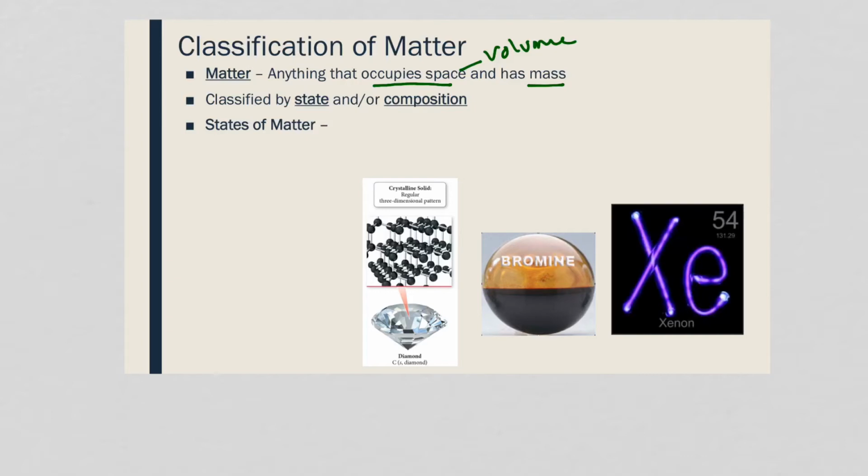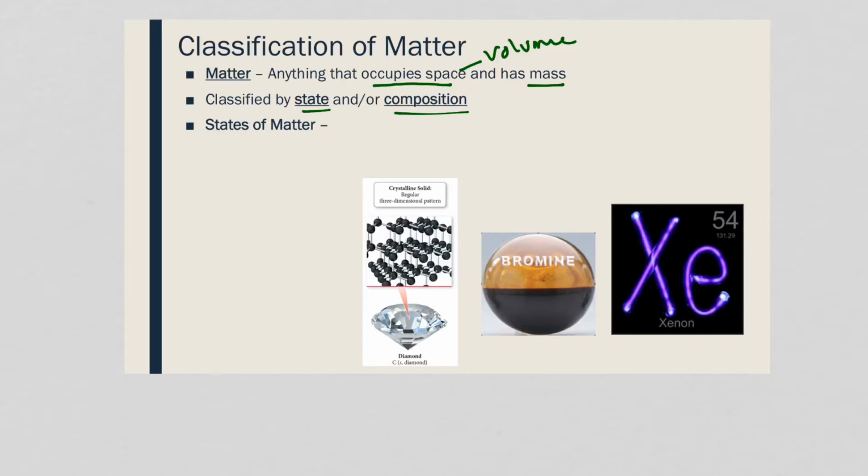Now, we have these different kinds of matter, whether it be atoms or molecules, and we can classify them. We can group them. Scientists like to group things in different ways. And we're going to look at two different ways that we can classify matter. We're going to classify it by its state of matter, and we're going to classify it by what we call composition. So let's first look at the states of matter.